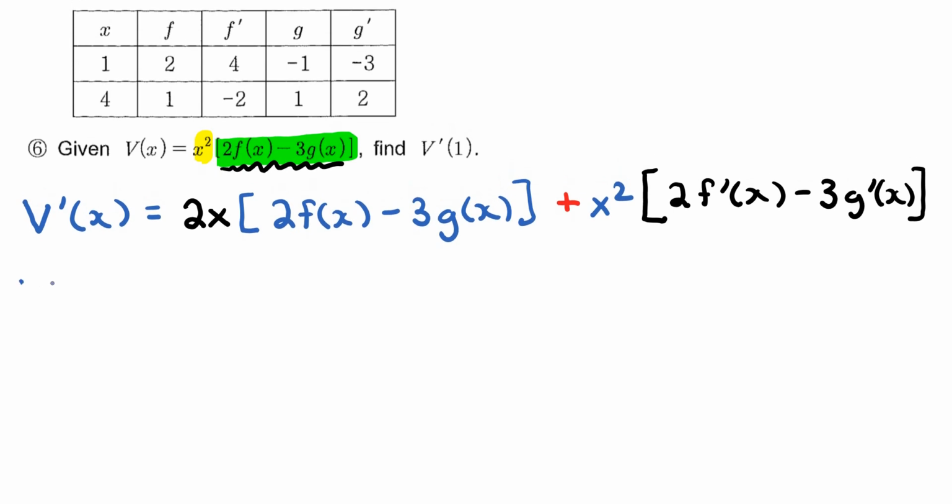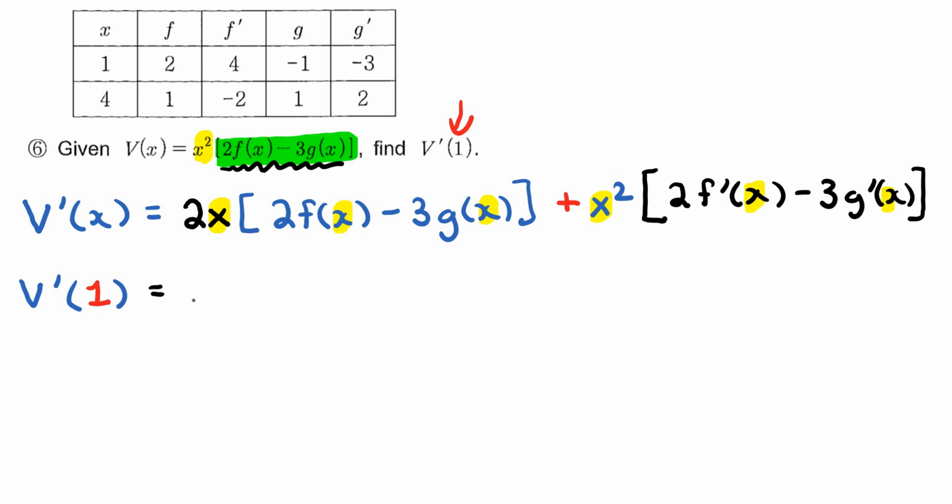Okay, so now our next step is I need to find v prime at 1, right? So v prime of 1. So what does that mean? It means anytime you see an x, all these x's get replaced with 1. So let's see if we can do that in one color here.